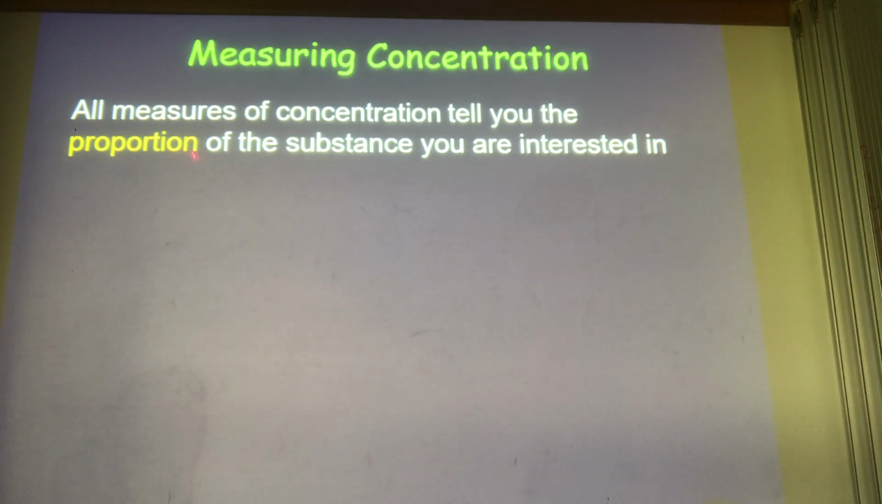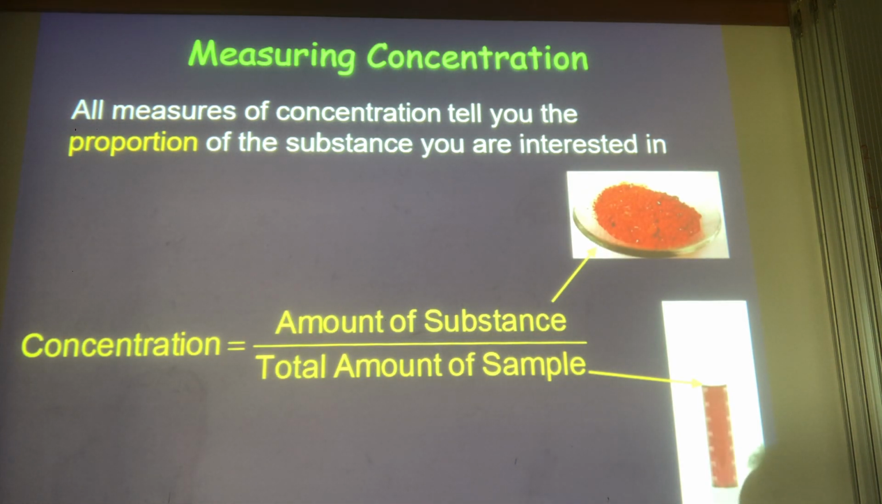Basically, all measures of concentration are a ratio. They indicate to you the proportion of the substance that you're interested in. So every unit of concentration you come across is going to be the amount of substance on the top line, whatever it is, the actual chemical that you're measuring, in this case potassium dichromate, and that's always divided by the total amount of the sample. Total amount of solution often, total volume maybe, that the potassium dichromate is dissolved in. They all work the same way.